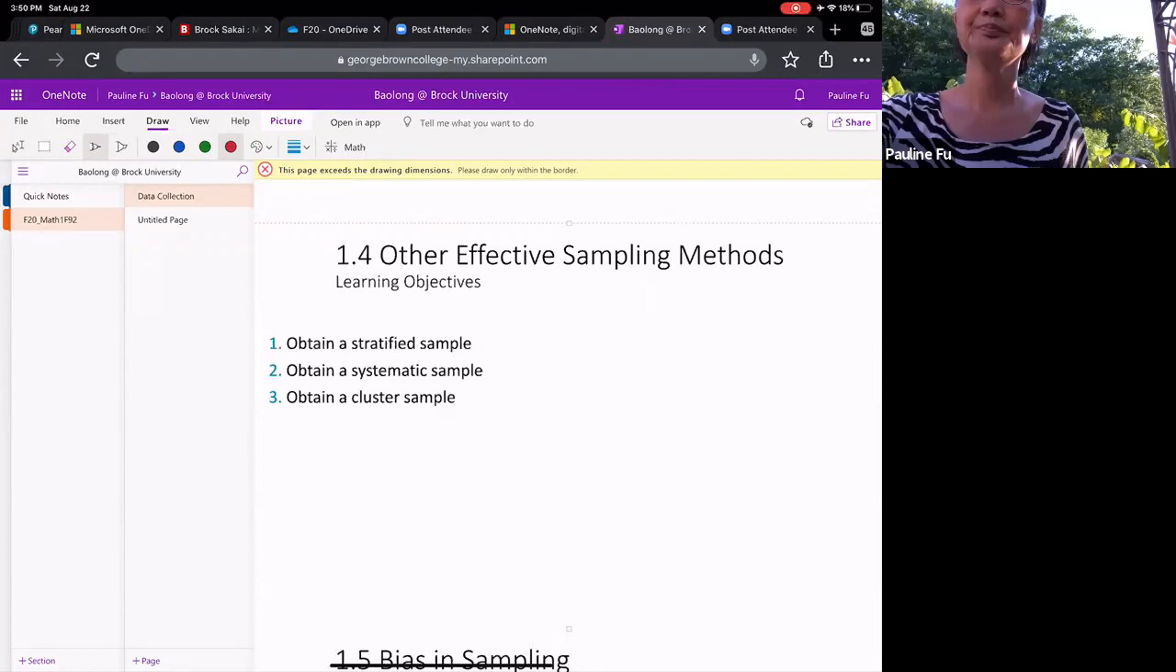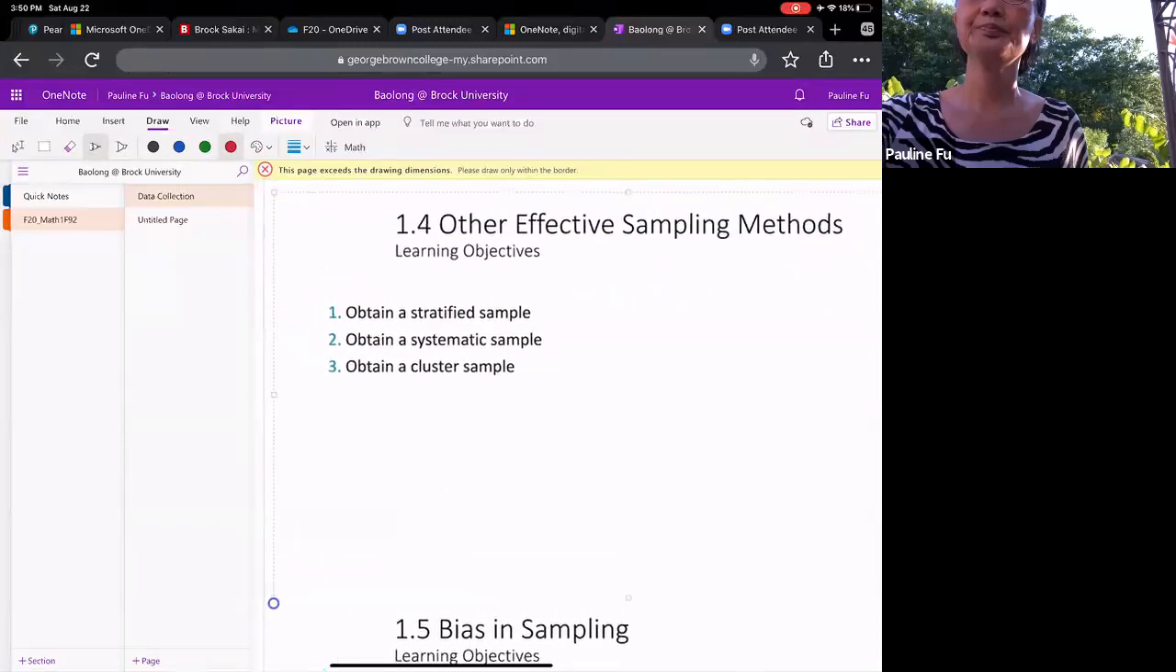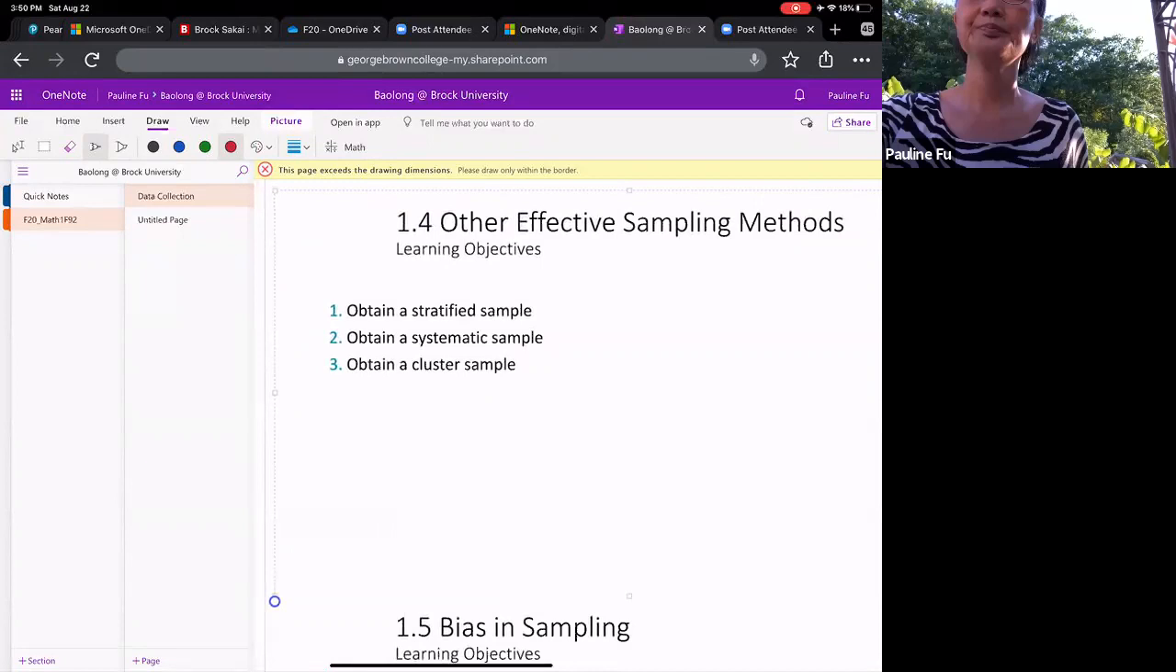So the difference between the first one, stratified, and cluster, is that in stratified, you select some people, okay? And in cluster, you select all individuals within the randomly selected collections. So that is a sampling method. So in summary, we have a simple random sample, and we can get samples through stratified sample, systematic sample, and cluster sample.